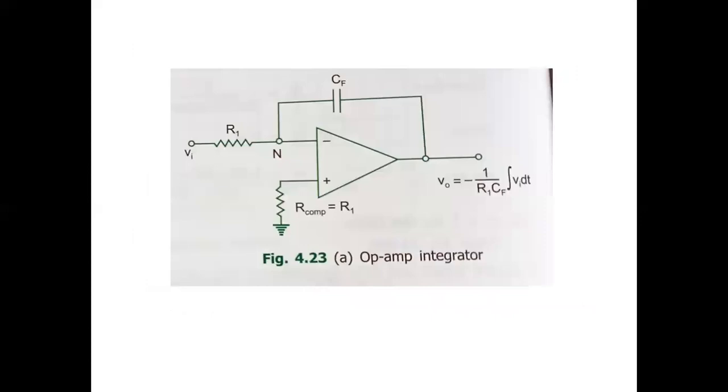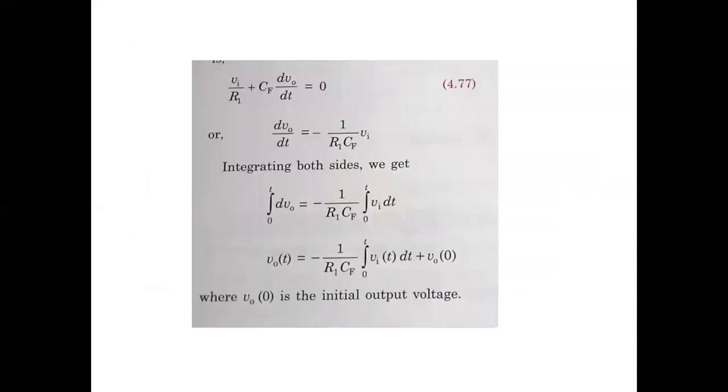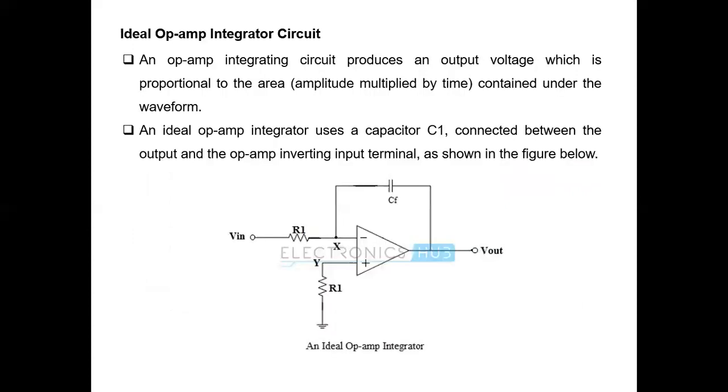So this is the basic integrator circuit, that is, a capacitor connected in the feedback circuit. That is, V out is equal to minus 1 divided by R1 CF times the integration of V in dt. So this is the analysis of the integrator circuit to derive the output equation. This is the ideal operational amplifier circuit, having only one capacitor in the feedback circuit.